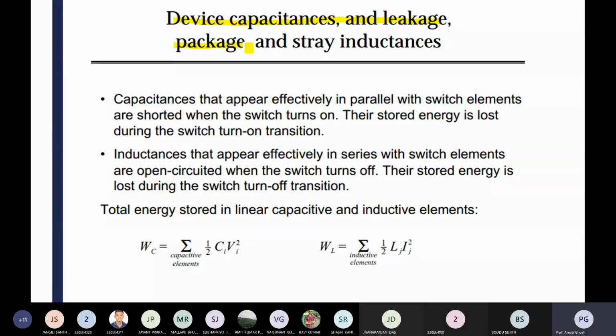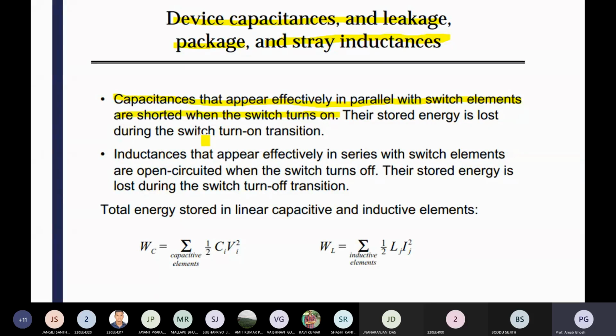Inherently, that leakage current is due to recombinations of carriers in solid state devices. Inherently it will be there, and the stray inductances are also there. So what features come from that leakage and other considerations? Here you can see capacitance effectively in parallel with the switching elements, and charge is stored when the switch is turned on.